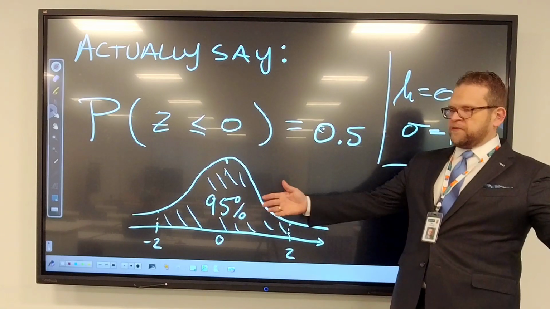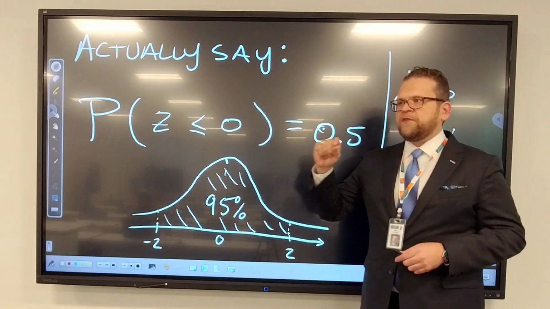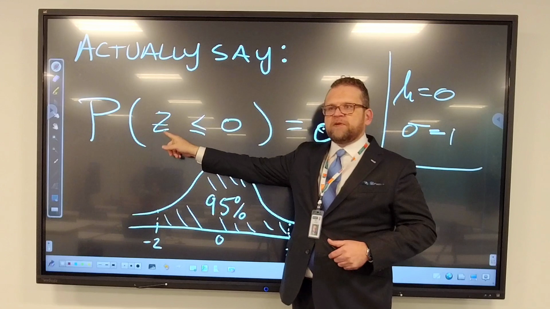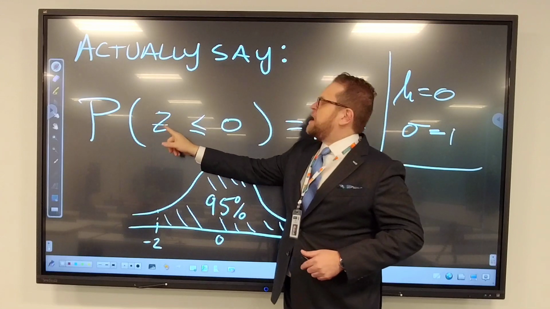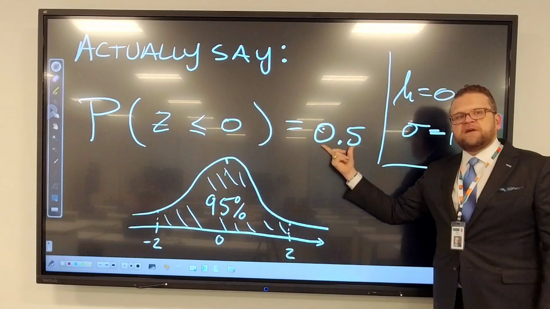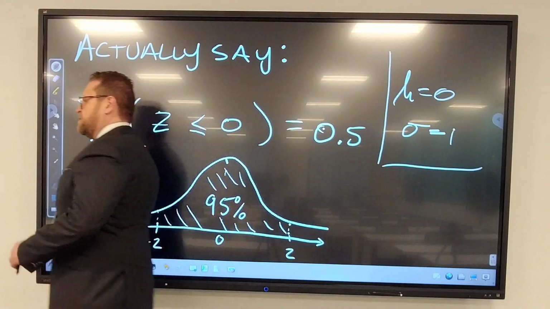Okay, great. So I've got this big list of numbers. I randomly select one of them. That's this guy. I randomly select one of them. And what was the probability that that number I randomly selected was less than 0? It's this. Because half of all the numbers were less than 0.